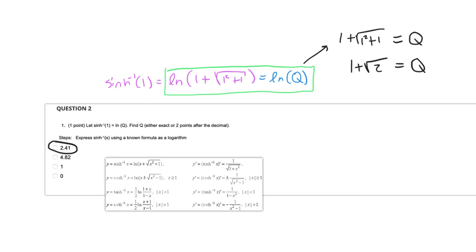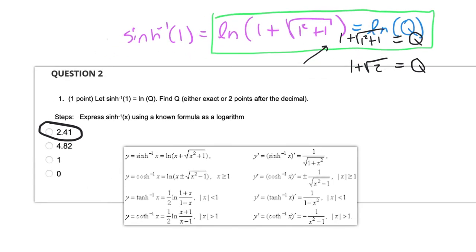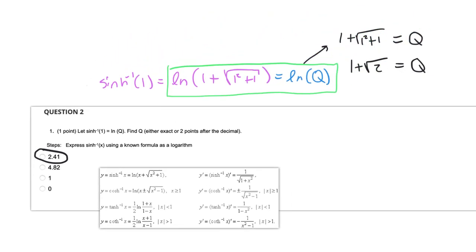Then the next question is, well, what's relevant to the problem? What's relevant to the problem is the relationship between inverse hyperbolic sine and a natural log expression. Well, where is that to be found? Well, that's the Google image search. You just look it up, find out what that relationship is, and take it from there.